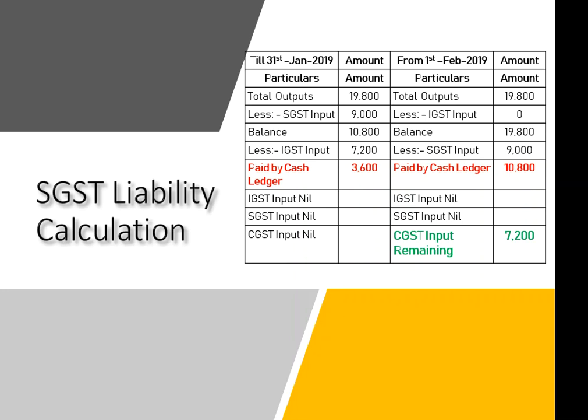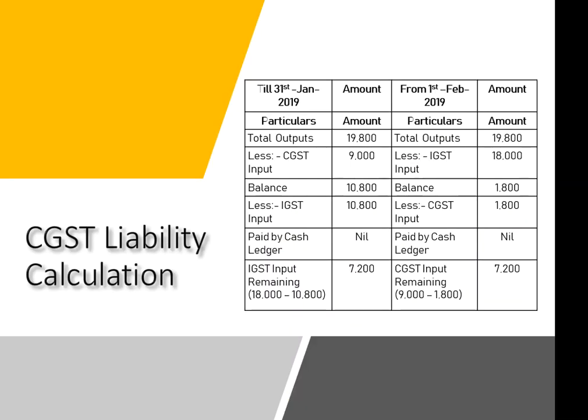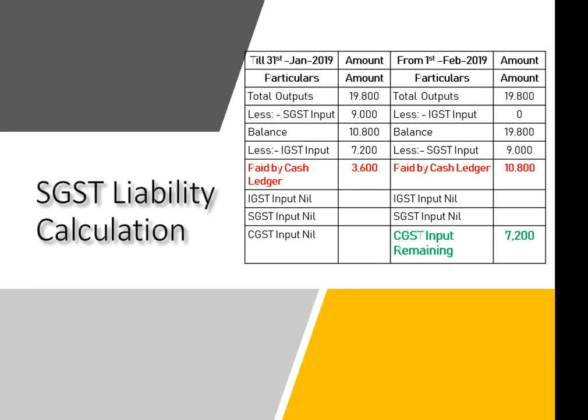Now, if you see the impact after 1st February 2019 and the output tax liability, our output tax SGST liability is 19,800. Since we have already adjusted the IGST amount earlier, if you see the last example, the CGST calculation, we don't have any IGST input. The IGST input will be 0. The total liability will be 19,800. Here what we are going to do is reduce the SGST input, which is 9,000 only. Then the balance is 10,800, which we need to pay through cash ledger.